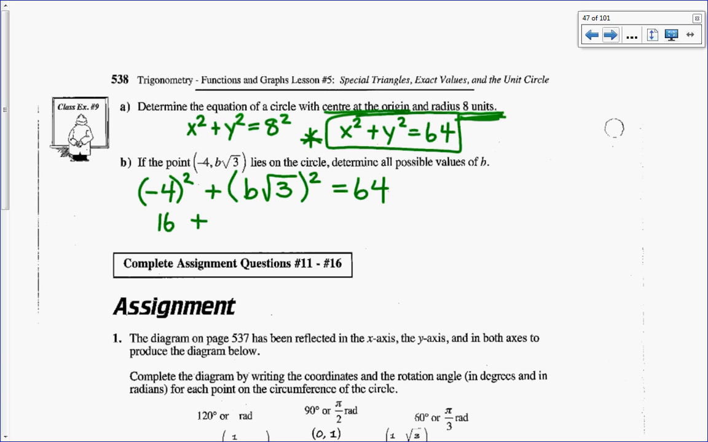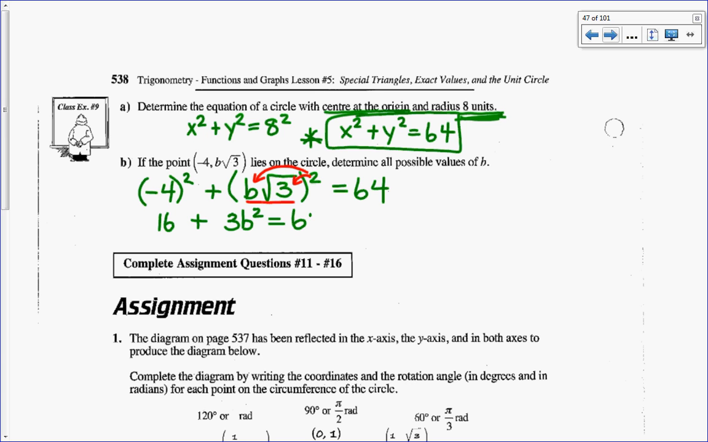Plus, now I have to remember with this b times root 3, this is actually a product. So this squared applies to the b and it applies to the root 3. So first let's square the root 3. Root 3 times root 3 is root 9. Square root of 9 is 3. So that's just 3. And then the b is squared as well. So 3 times b squared.